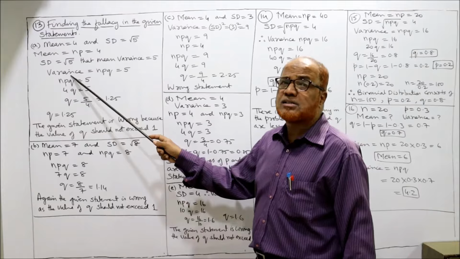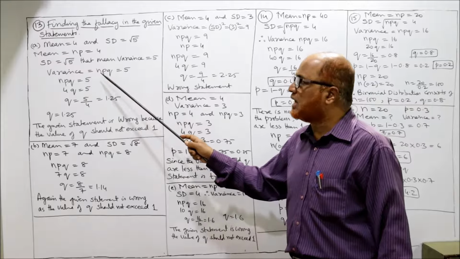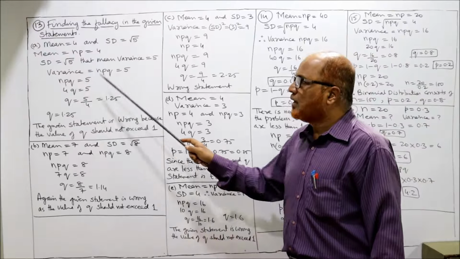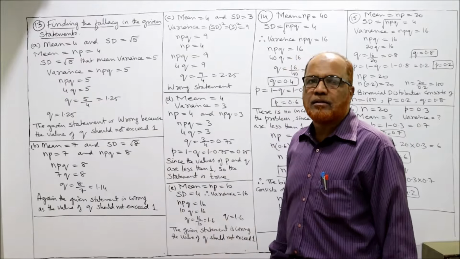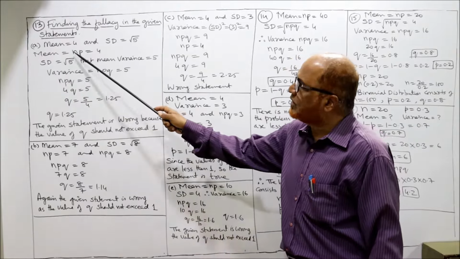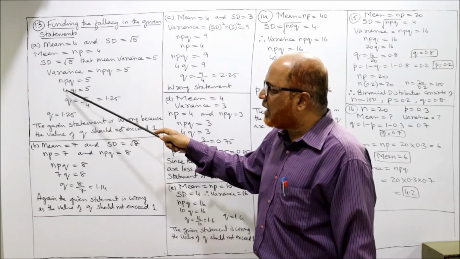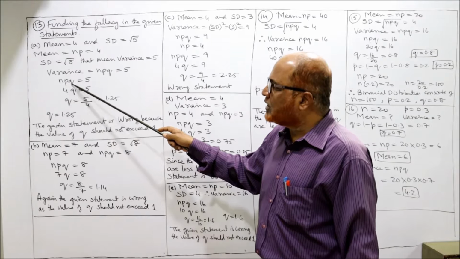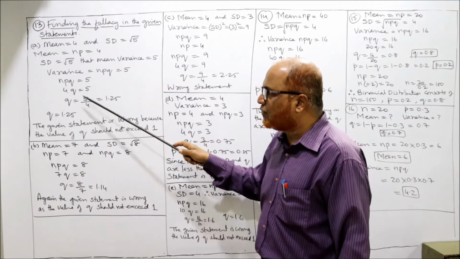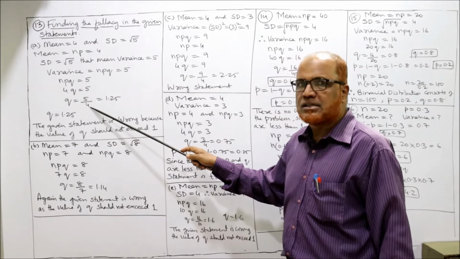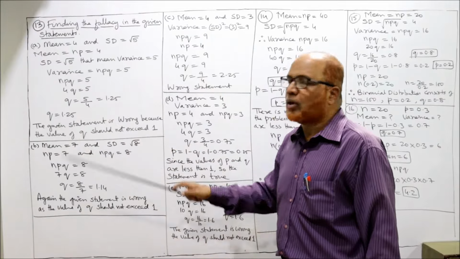What is the formula for variance? The formula for variance is NPQ, and NPQ is equal to 5. NP means mean. The formula for mean is NP. Here it is given, mean is equal to NP is equal to 4. So in place of NP I am writing 4. So 4Q is equal to 5. Now Q is equal to 5 divided by 4. Yeah, multiply hai, so it will become divide. So 5 divided by 4, 1.25. So we got the value of Q as 1.25.